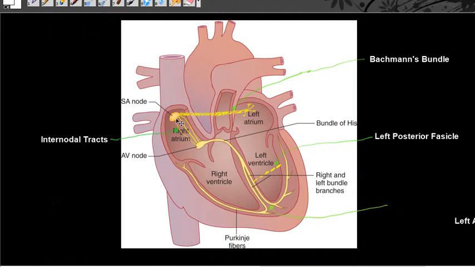So this depolarization of the sinoatrial node is what drives contraction of the right atrium. And this signal is sent to the left atrium via Bachmann's bundle. Okay, so the right atrium contracts when this sinoatrial node is depolarized, and that signal is transmitted to the left atrium via Bachmann's bundle. So the atria contract. Shortly after the atria contract, the depolarization wave is transmitted to the atrioventricular node via these internodal tracts.